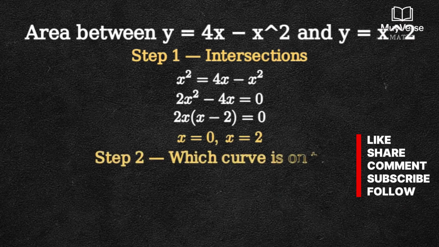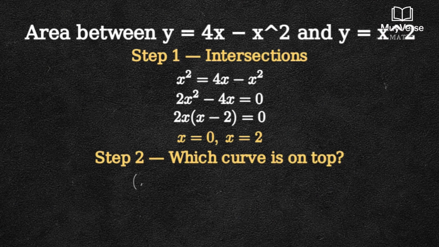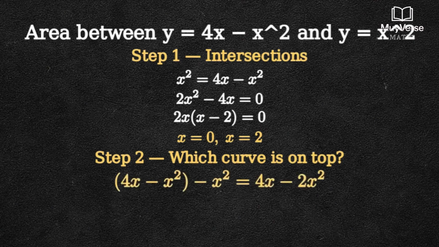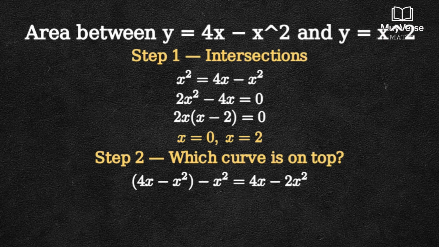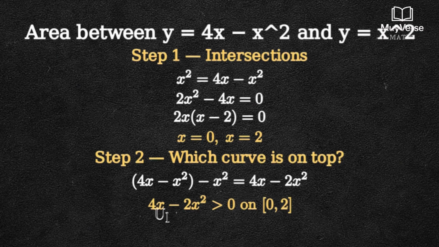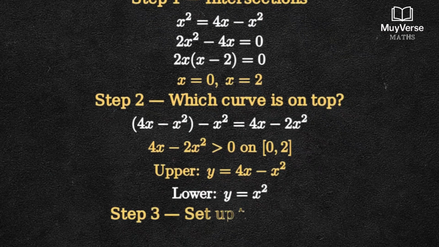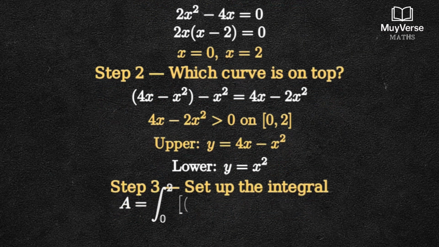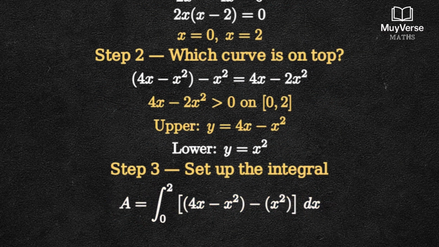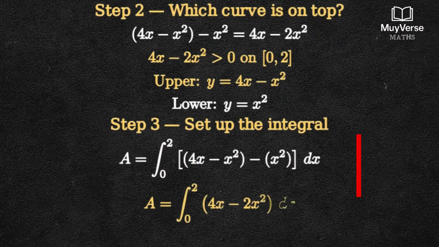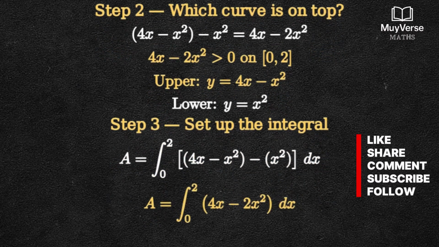Step 2. Decide which curve is on top between 0 and 2. Consider the difference. Left parenthesis 4x minus x squared, right parenthesis minus x squared equals 4x minus 2x squared. On the interval from 0 to 2, this expression is positive. So the upper curve is y equals 4x minus x squared, and the lower curve is y equals x squared. Step 3. Set up the area integral. Area equals the integral from 0 to 2 of upper minus lower. That is the integral from 0 to 2 of 4x minus 2x squared, dx.